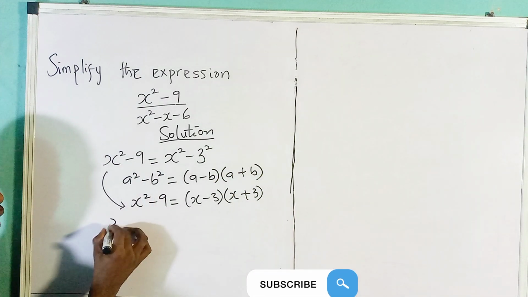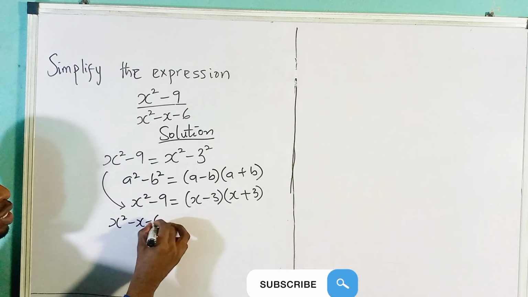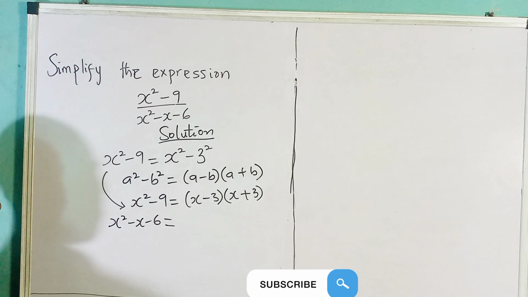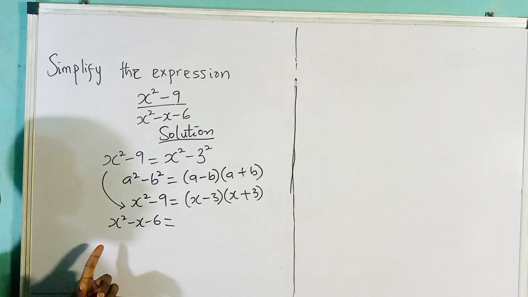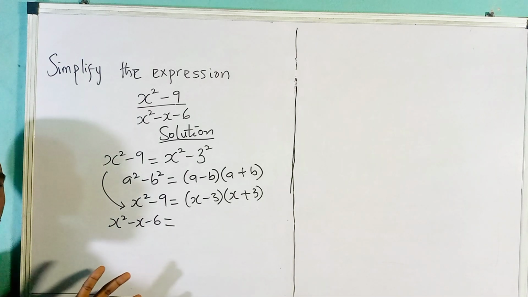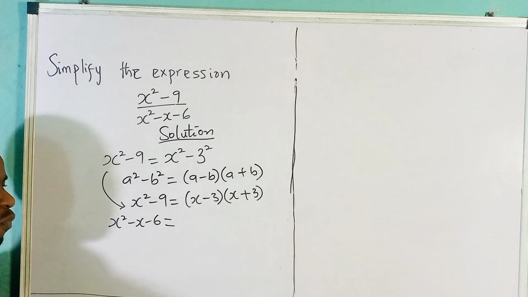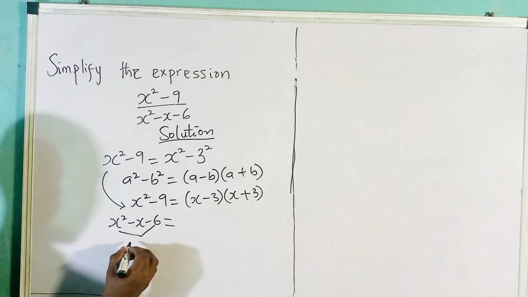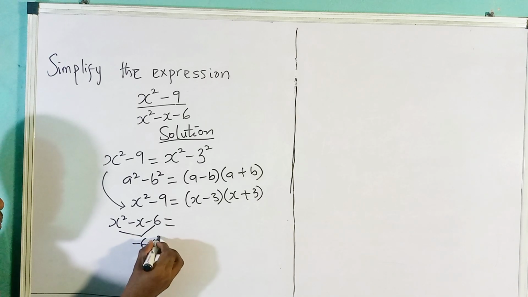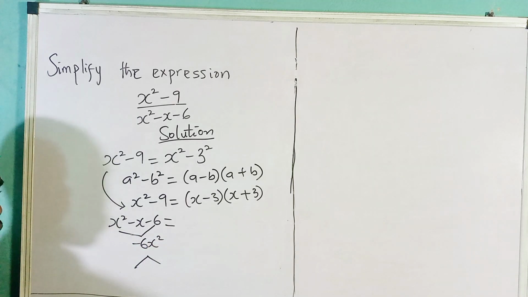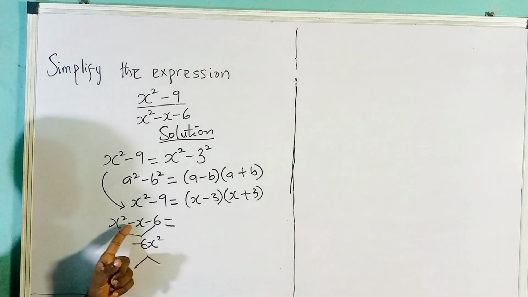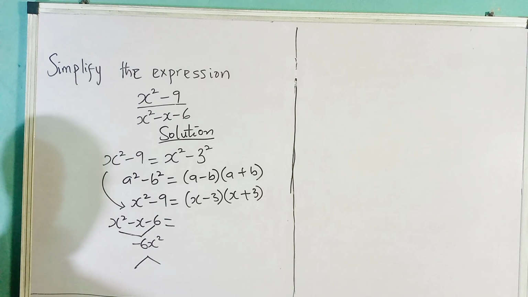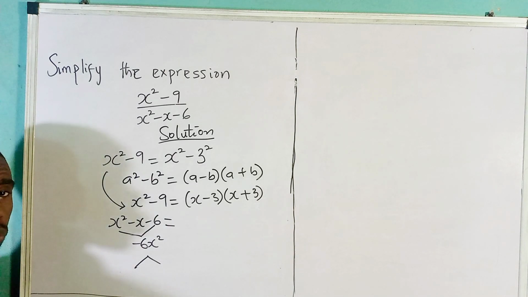For the denominator, x squared minus x minus 6, well, this is a quadratic equation that can be factorized. So to factorize this equation, let's solve. I'm going to multiply minus 6 with x squared, and then I have minus 6x squared. And then I look for two numbers so that when I multiply them, they give me minus 6, and when I add them, they give me minus 1, which is the coefficient of x here. I think those two numbers are minus 3 and plus 2.